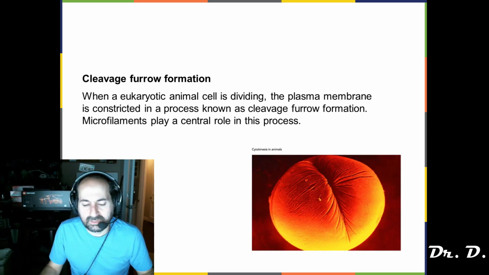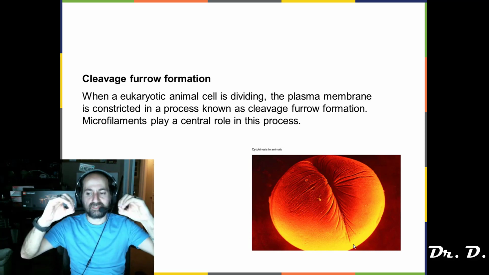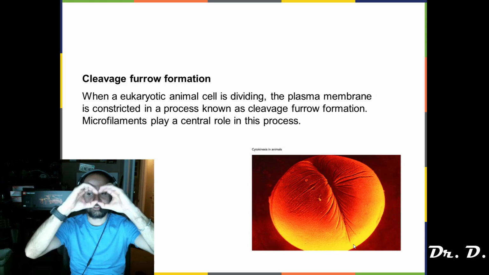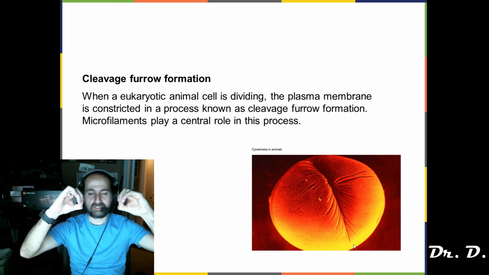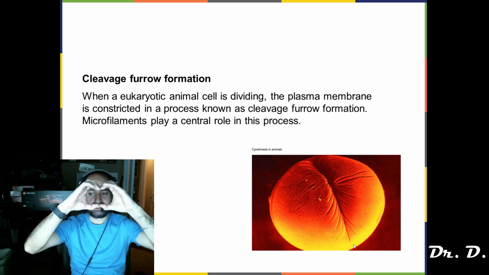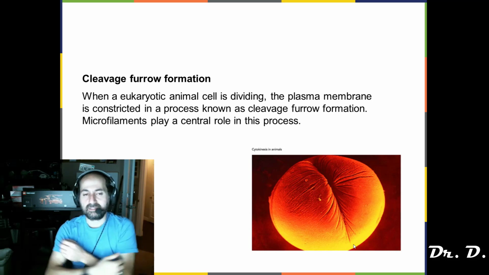And the last thing I want you to know about the microfilaments is that they are responsible for cleavage furrow formation in animal cells. What does that mean? When an animal cell wants to divide into two, you see what has to happen? The plasma membrane has to pinch until you've got two new cells, right? That pinching in animal cells is called cleavage furrow formation, and that is dependent on microfilaments.